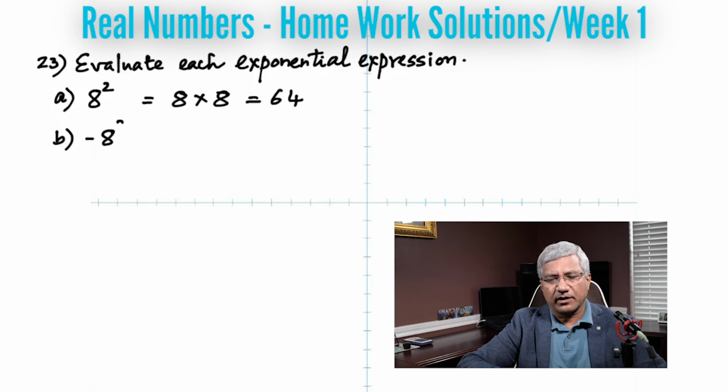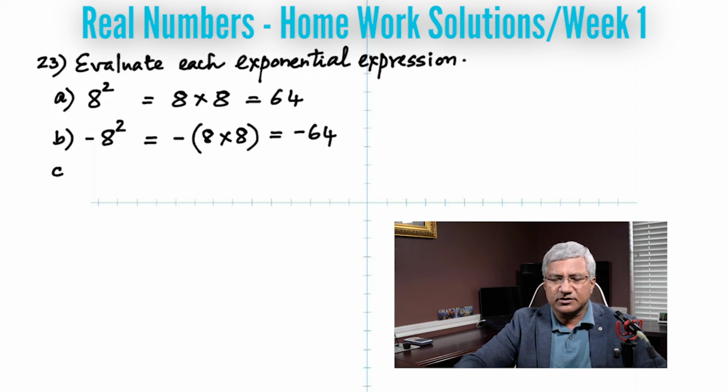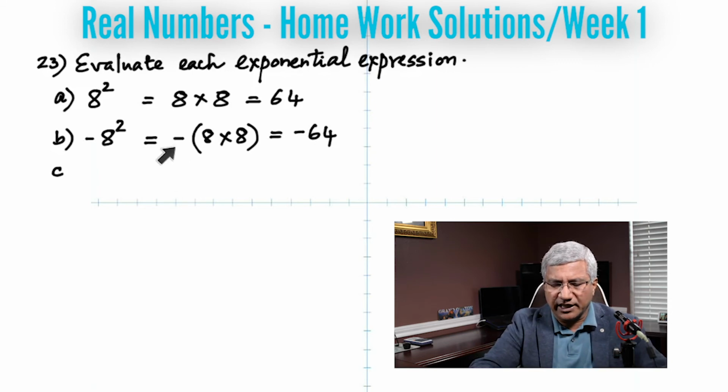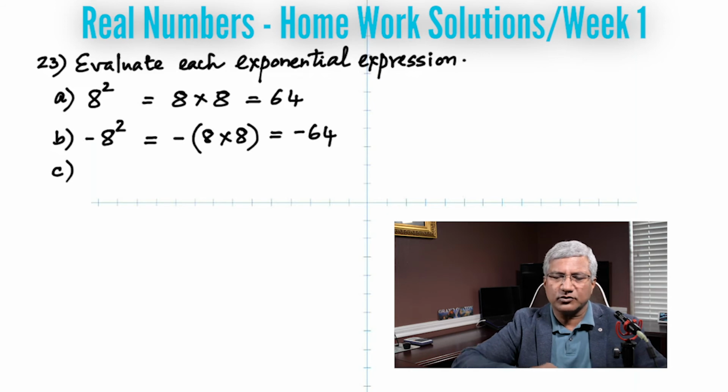B, minus 8 squared. Got to be careful. It's minus 8 times 8. Okay, let me stop it right there. It's not minus 8 whole squared. It's negative of 8 squared. Negative of 8 squared. So that's why the negative is outside and you have 8 times 8. So that's negative 64.